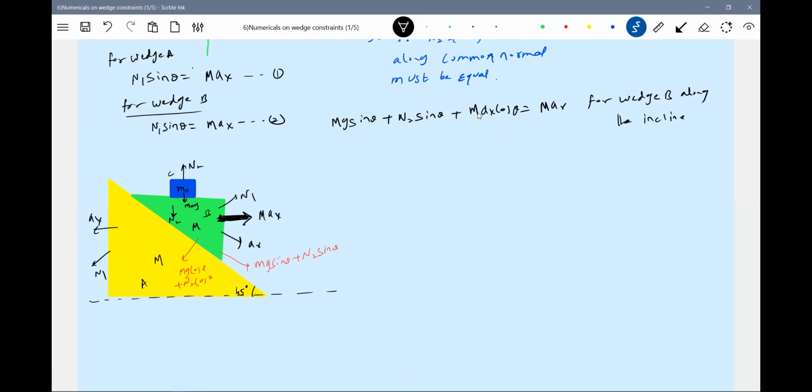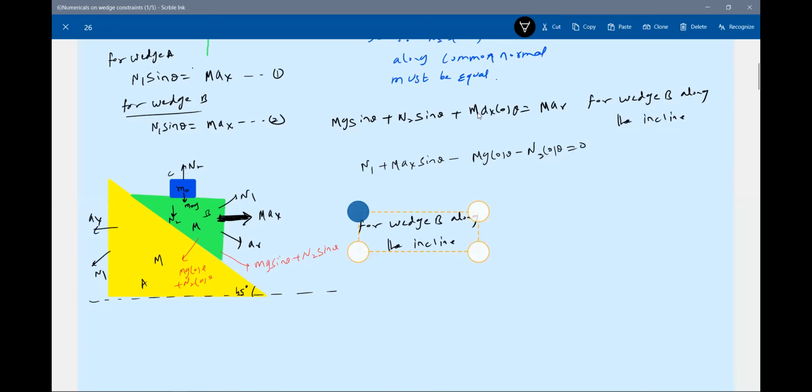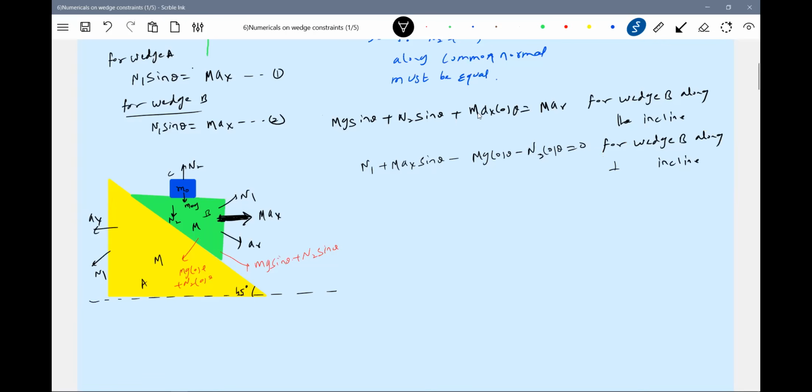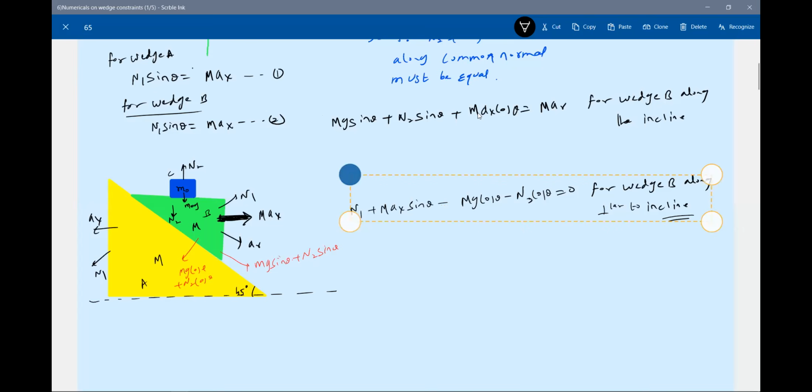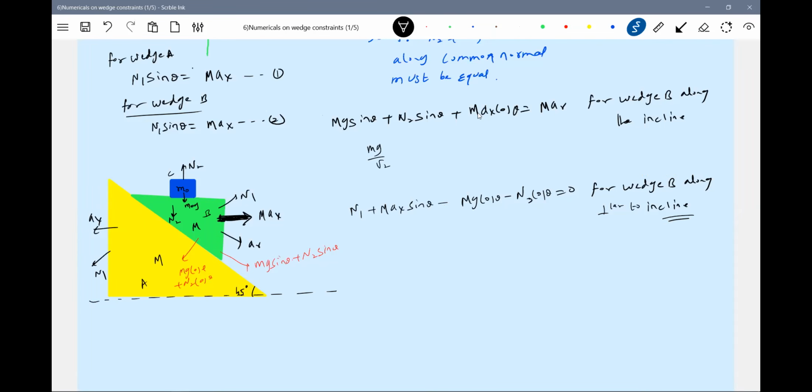And then perpendicular to the incline, what are the forces? N1 plus m ax sin theta minus mg cos theta minus N2 cos theta equals 0. This is for wedge B perpendicular to the incline. This will simplify because theta is 45 degrees. This will become mg by root 2, N2 by root 2, m ax by root 2 equals m ar.